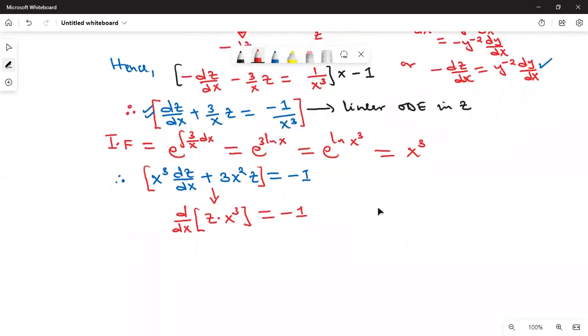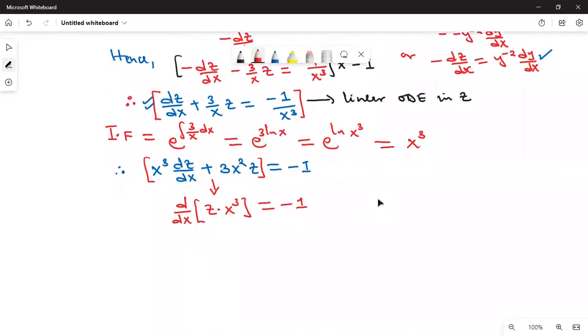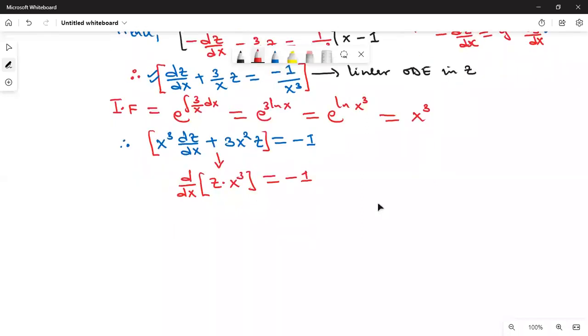You need to take note that every time, once you have multiplied a linear ODE by an integrating factor, the left-hand side must always be equal to the derivative with respect to the independent variable of the product of the dependent variable and the integrating factor. So that note is very, very important. So we now need to multiply both sides of this equation by dx to get this. So this implies that the derivative of z times x cubed is equal to negative 1 times dx.